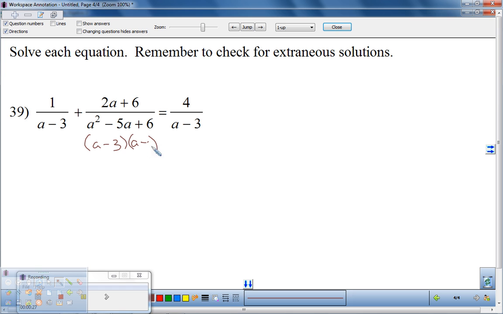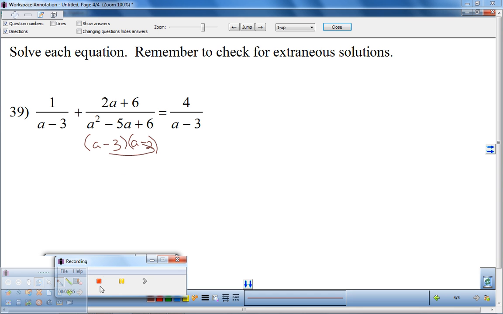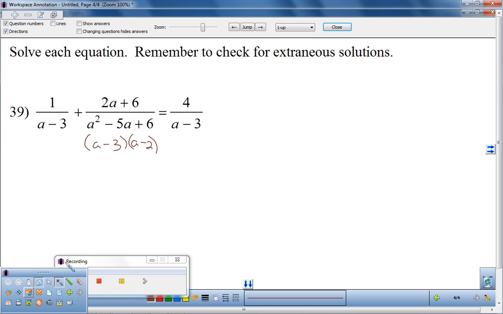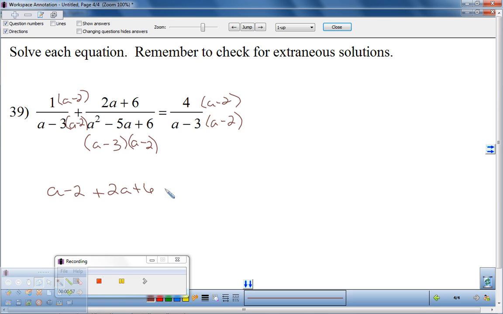So I need negative 2, because 3 times 2 gives me 6. And so both of these need the a minus 2. So technically we're going to multiply the top and the bottom by a minus 2 for both of these so that they have the same denominator. Well, this is going to be 1 times this, so I'm going to end up with a minus 2 plus, I'm going to go ahead and bring this down, 2a plus 6 is equal to 4 times a minus 2.